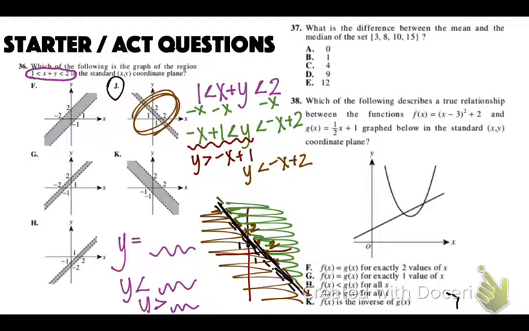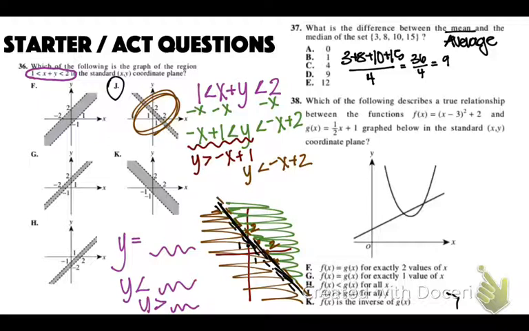Okay, number 37, we want to know the difference between the mean and the median. So to find the mean, that's the average. We're going to do 3 plus 8 plus 10 plus 15, divided all by 4. Let's see what that would be. 10 plus 15 is 25, plus 3 is 28, plus 8 is 36. So this is going to be 36 over 4, which is 9.